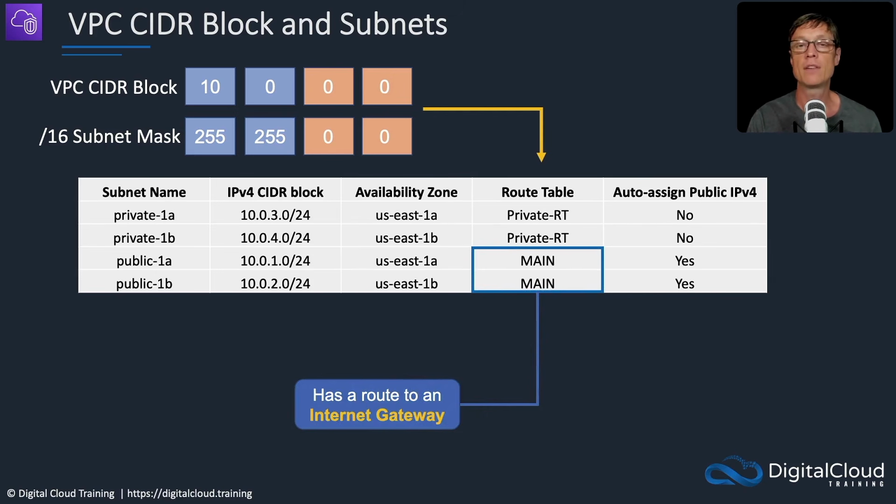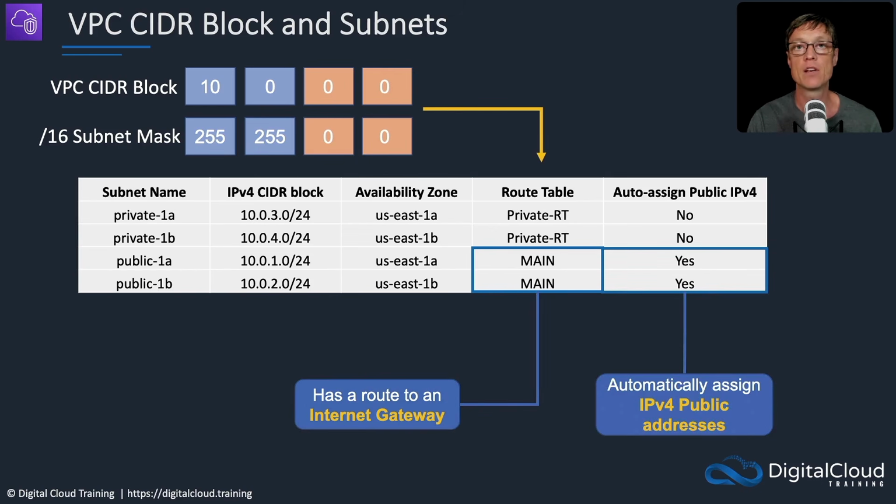We'll attach an internet gateway to our VPC, and the main route table will have a route via the internet gateway out to the internet. For those public subnets, we also must specify that we want our instances to pick up a public IP address automatically. So that's the configuration. Let's head over to the console and build this out.